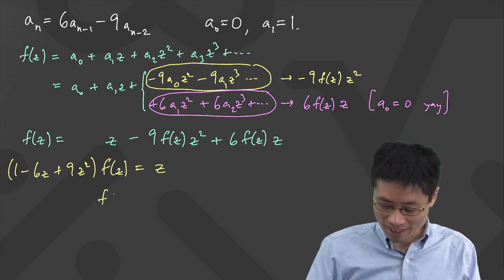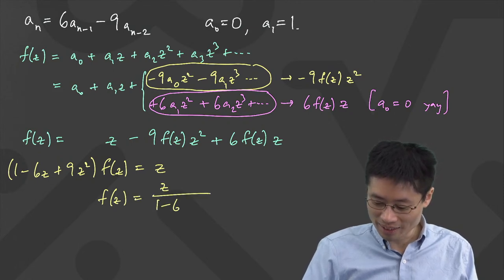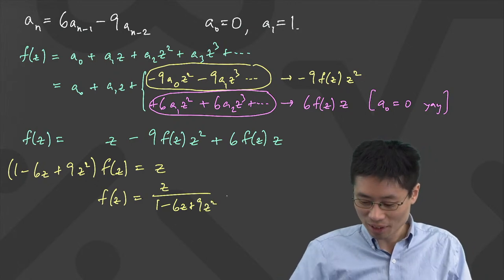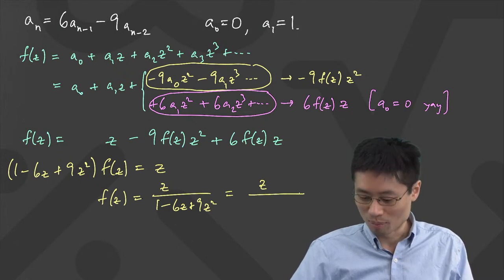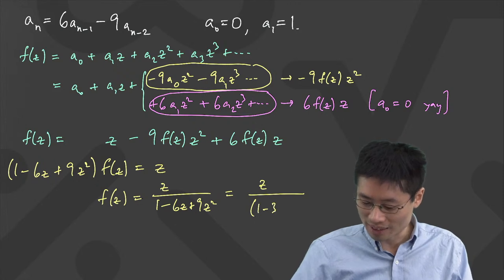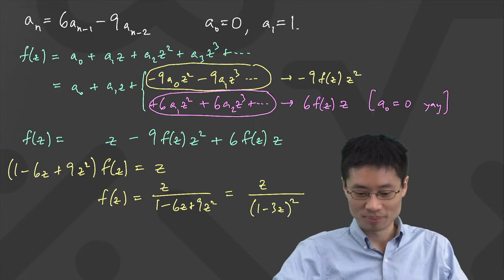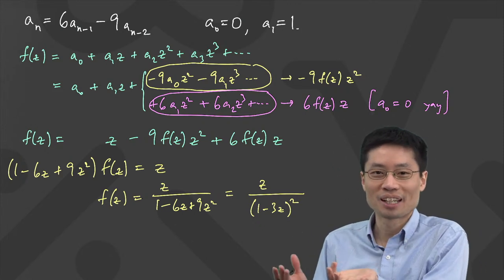So now I find out that f of z is equal to z over 1 minus 6z plus 9z squared, which I wrote in such a way that it's actually obvious. You don't need to do this funny divide by z squared thing. Maybe you see the bottom is a perfect square. The bottom is 1 minus 3z, whole thing squared. Uh-oh. Now what? My whole thing broke.